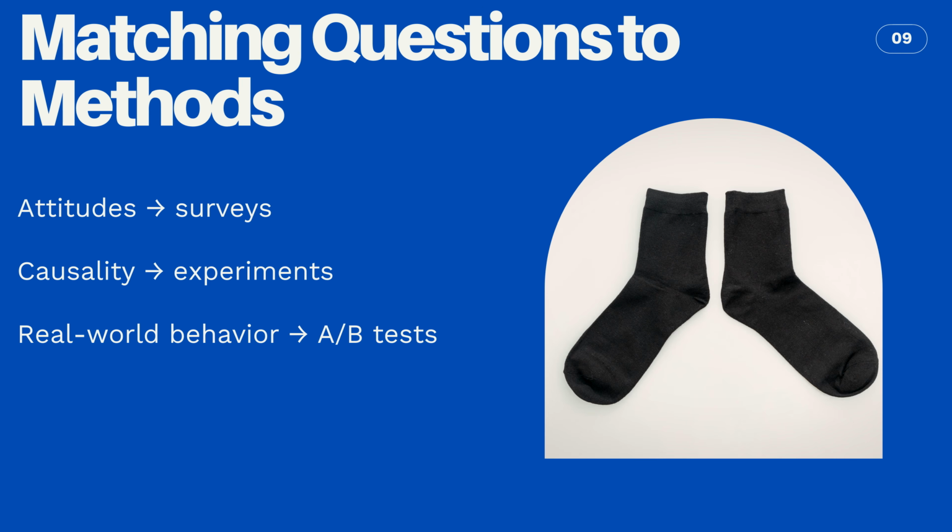The most important principle in behavioral research is matching the question to the method. If your question is about perceptions, beliefs, or motivations, use a survey. If your question is about causality, what changes behavior, use an experiment. If your question is about real-world behavior, what people actually do, use an A/B test. When the method aligns with the question, your insights become sharper, your conclusions become more defensible, and your marketing decisions become far more effective. This alignment is the hallmark of rigorous behavioral research, whether in academia or in business.